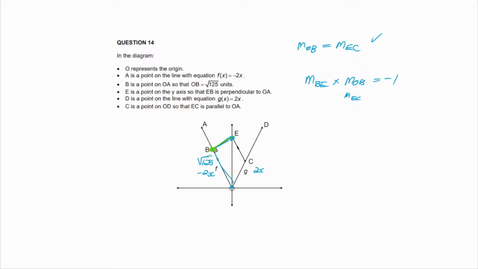So we already know the equation of OB, and we know the gradient of EB, because the gradient of EB is the negative inverse of this. So we know the gradient of EB is just a half. We know quite a bit about the line EB; we just need a point. They're asking us to find coordinate B, so we need E, right? We need this coordinate E, and that's where we get stuck.